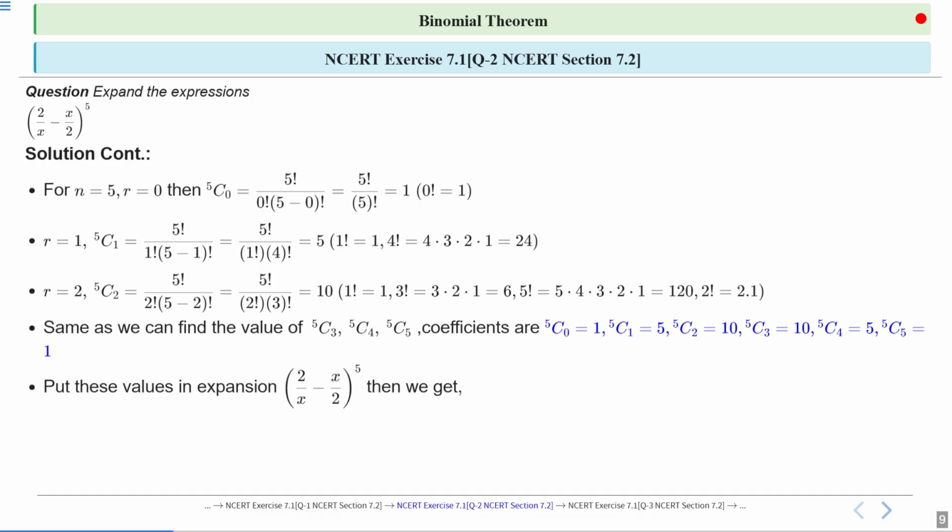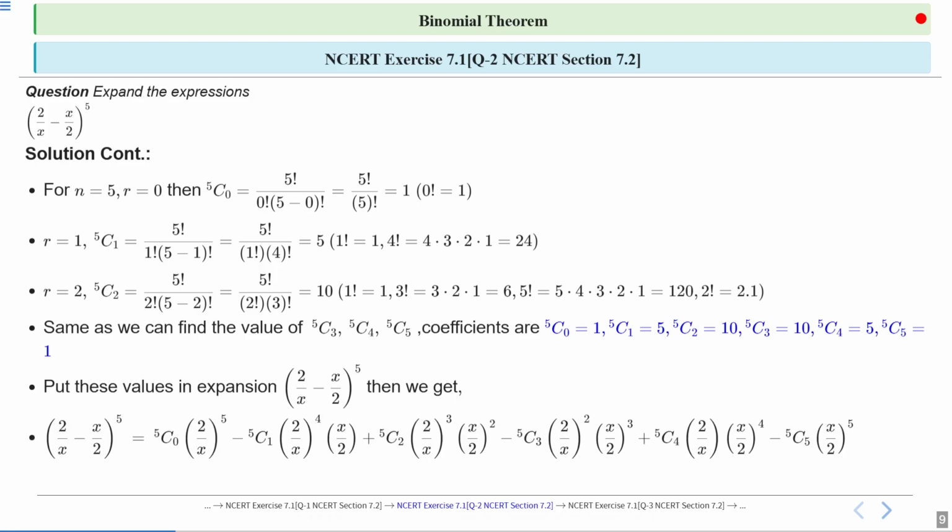Now put these values in the expression (2/x - x/2)^5. We get (2/x - x/2)^5 equal to 5C0 (2/x)^5 - 5C1 (2/x)^4 (x/2) + ... + 5C4 (2/x)(x/2)^4 - 5C5 (x/2)^5.